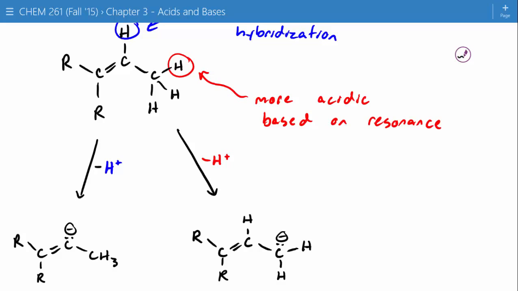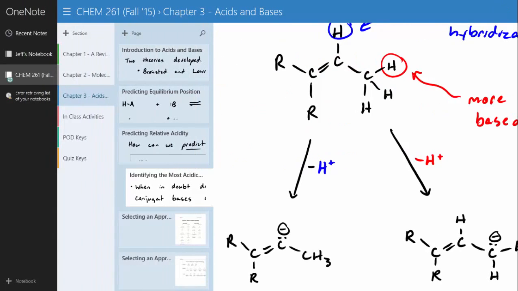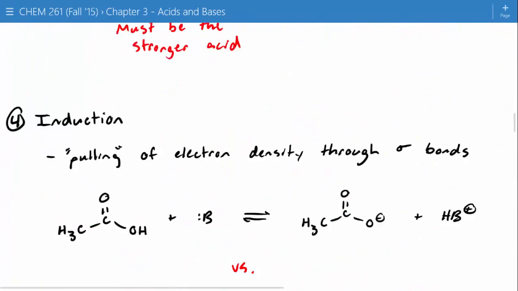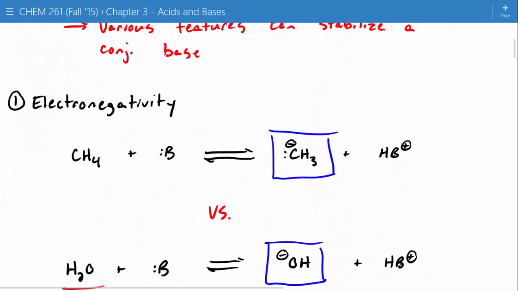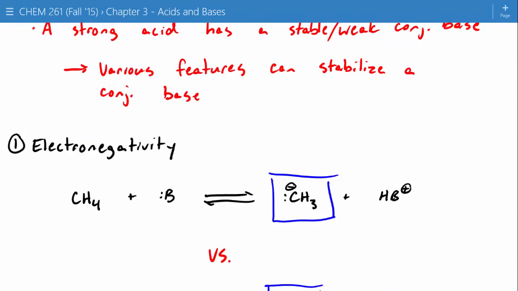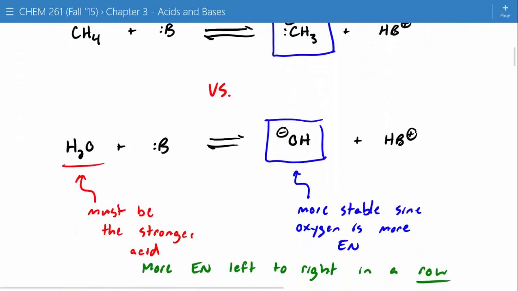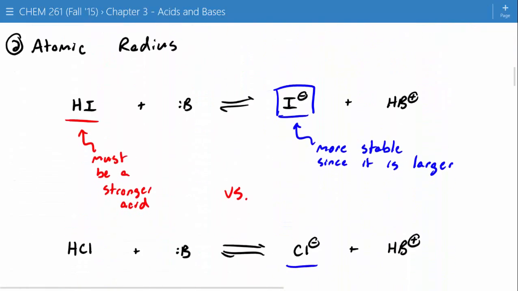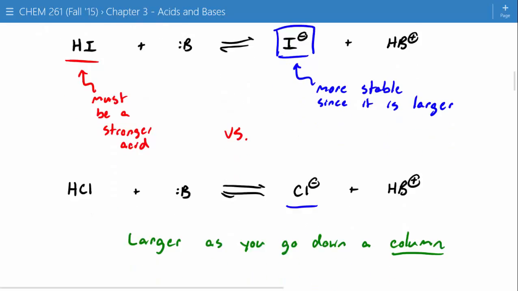This gets tricky. So let's go back to our order of priorities that we went over yesterday. Yesterday I created this long list of things to watch out for. Number one was electronegativity. If we look at the conjugate bases, one of them has a negative charge on a carbon, the other one has a negative charge on a carbon. So we're at a tie. All right, we go down the list. Atomic radius, what's bigger, carbon or carbon? We're tied. So we go down the list.